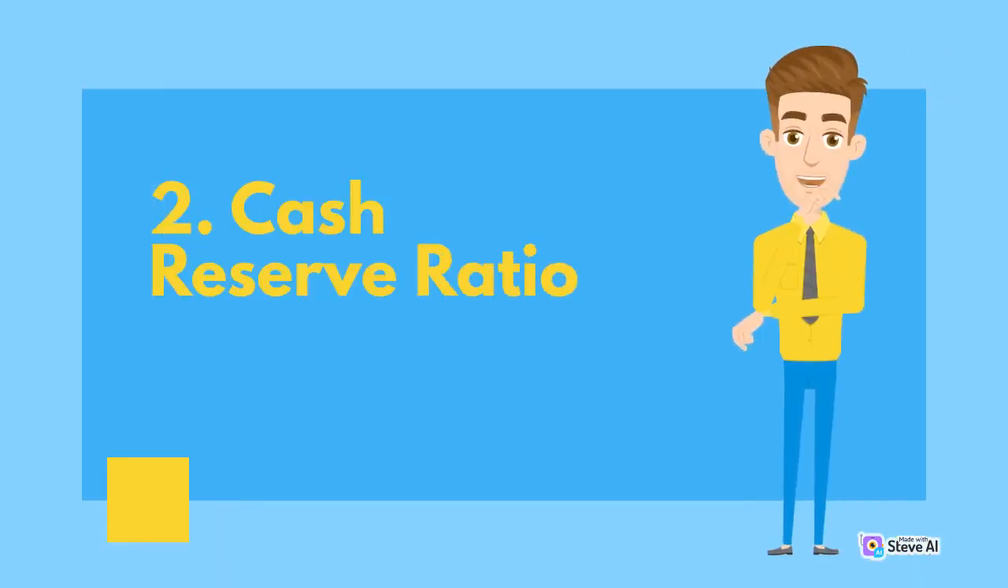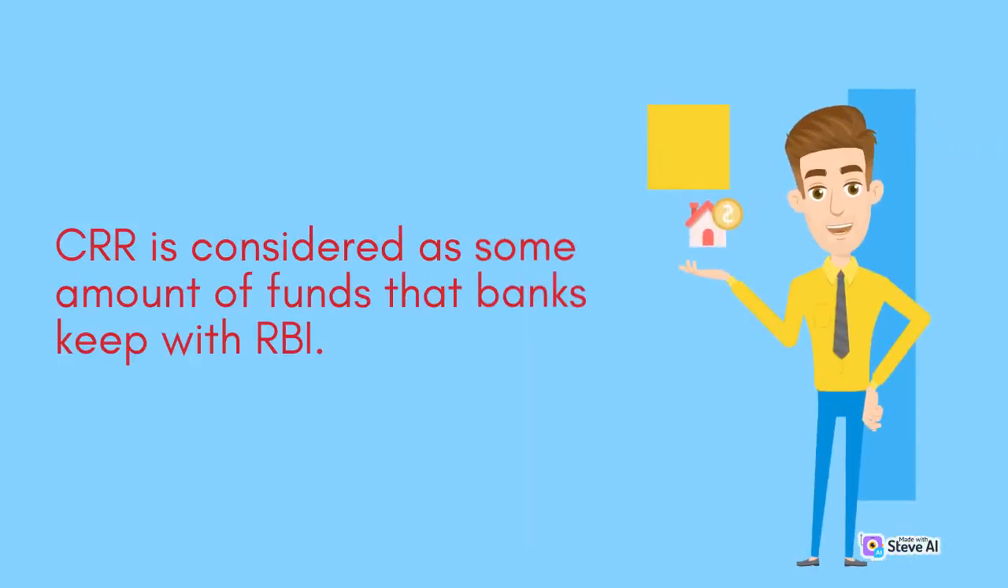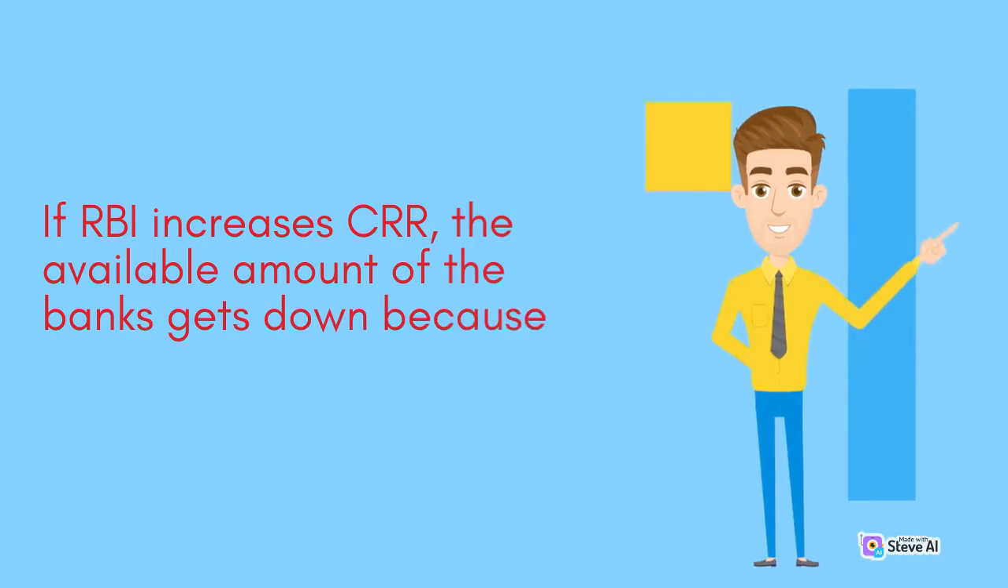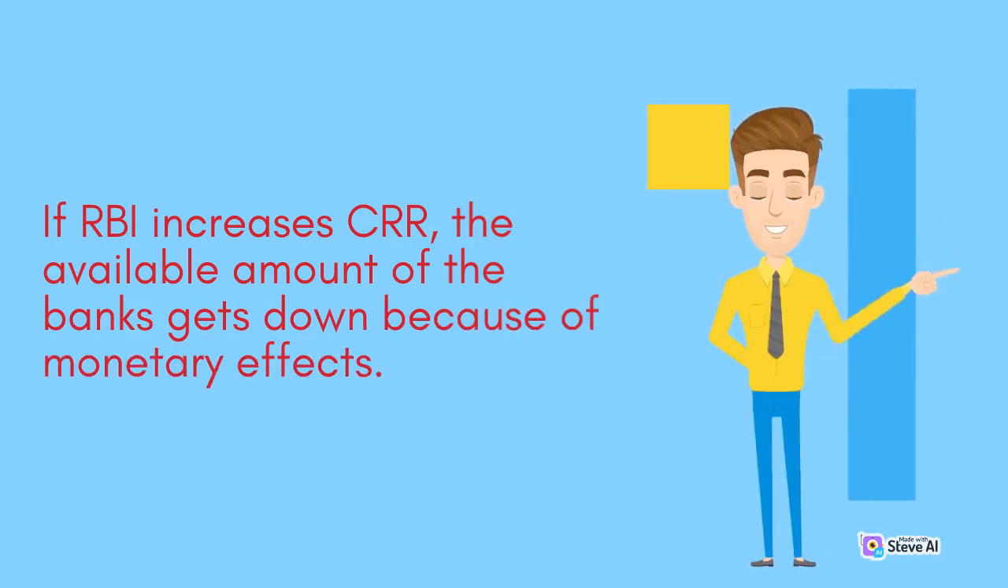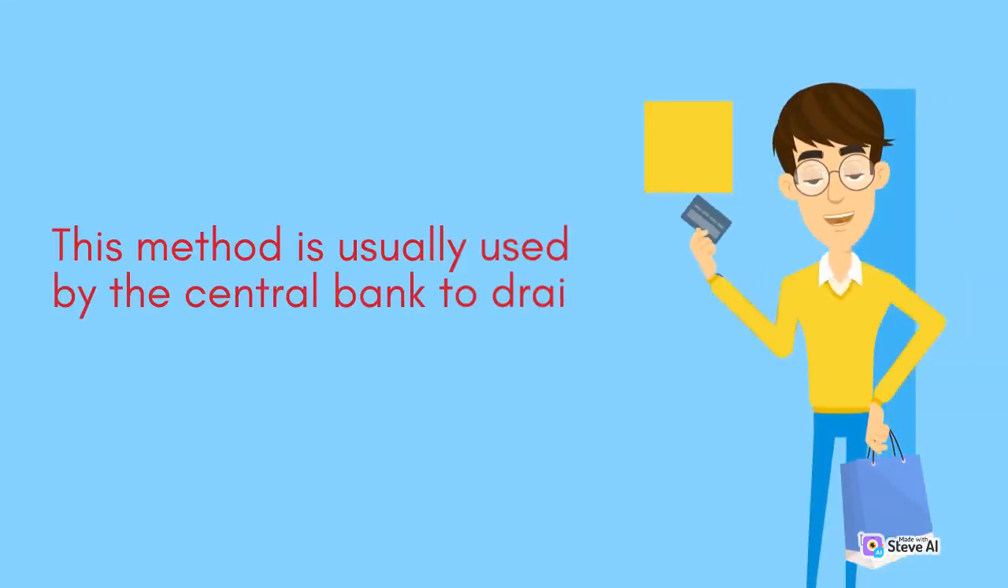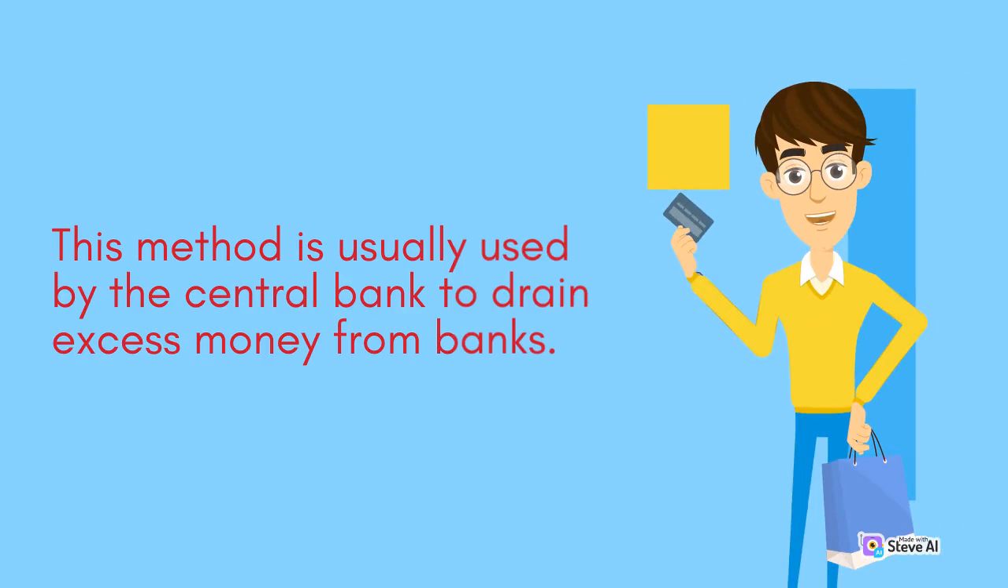2. Cash reserve ratio. CRR is considered as some amount of funds that banks keep with RBI. If RBI increases CRR, the available amount of the banks gets down because of monetary effects. This method is usually used by the central bank to drain excess money from banks.